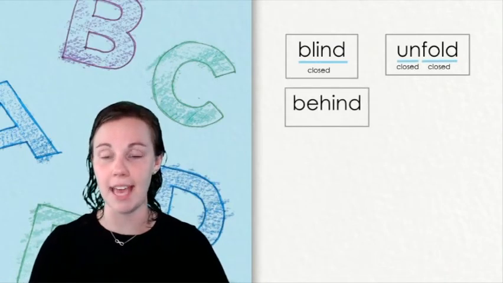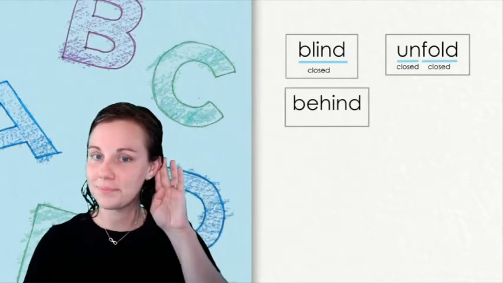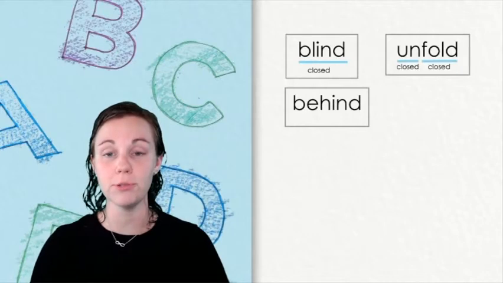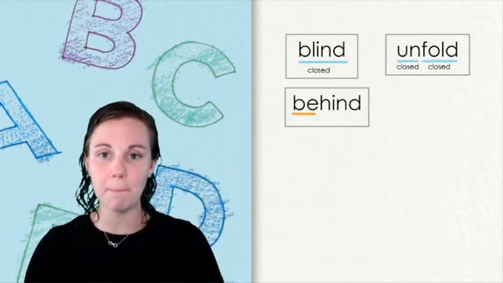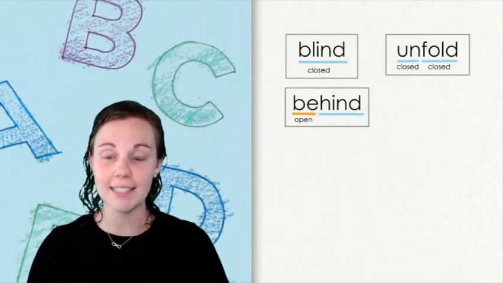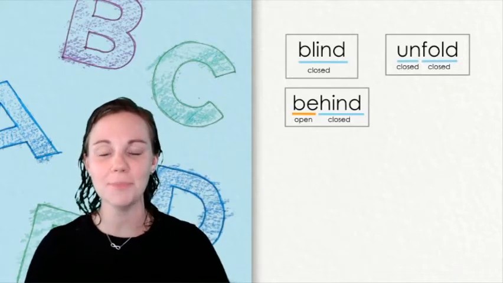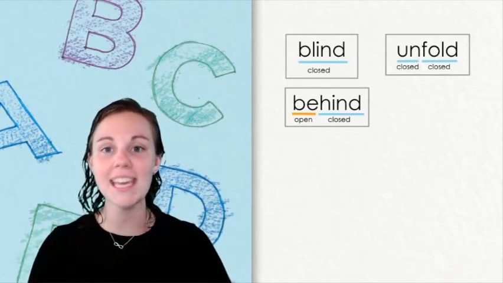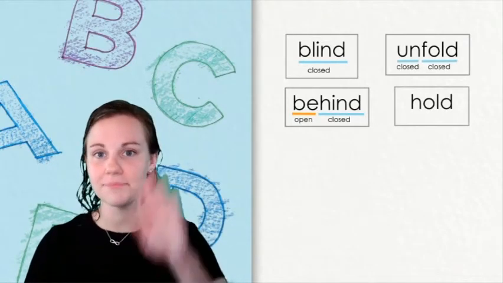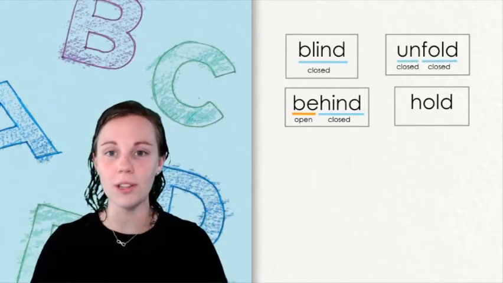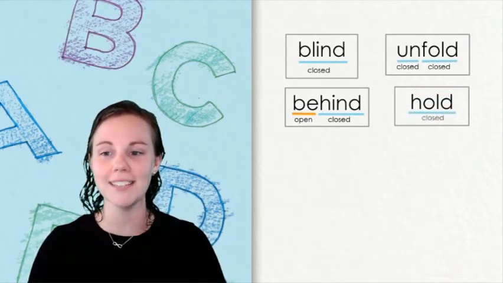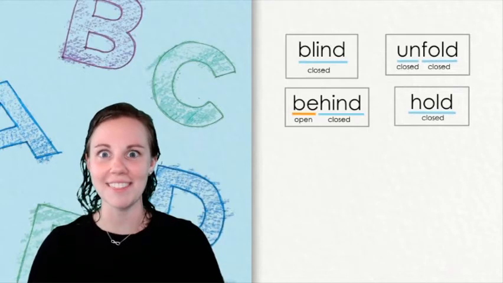What does this word say? Behind. Great job. Again, we notice 2 syllables. What syllable type is B? That's right, it's open. And hind looks closed, but that's one of our exceptions for the week. We have the ind pattern at the end of the word. What does this say? Hold. You've got it. This is also a closed syllable exception. We have our old pattern at the end of that word.